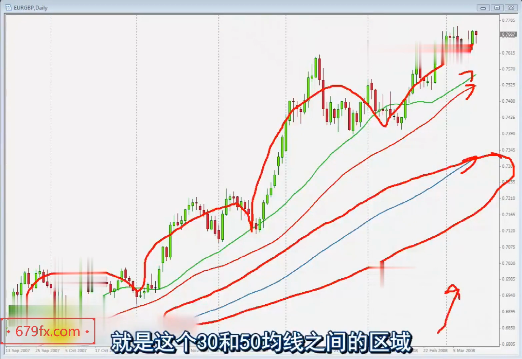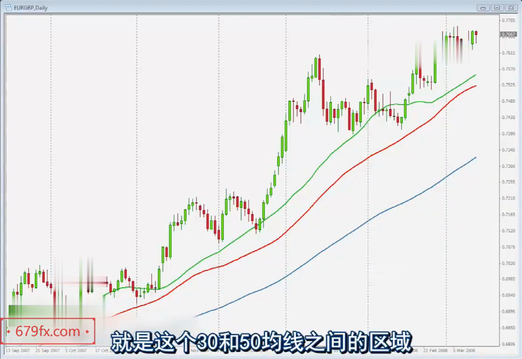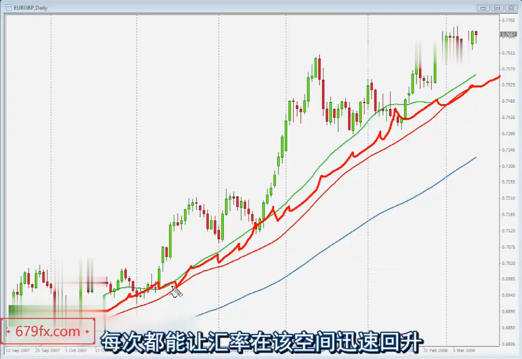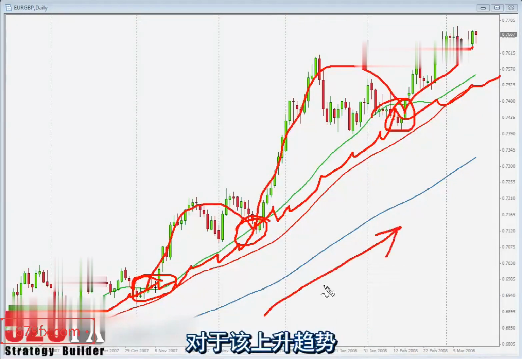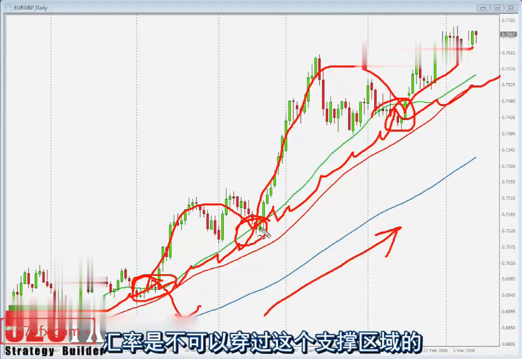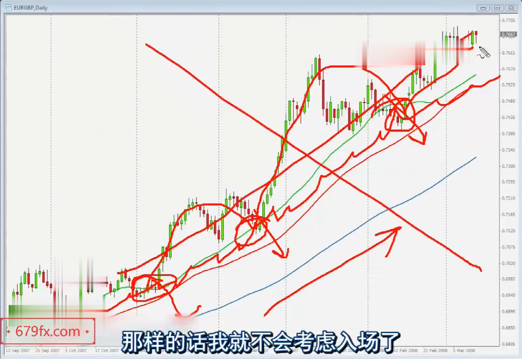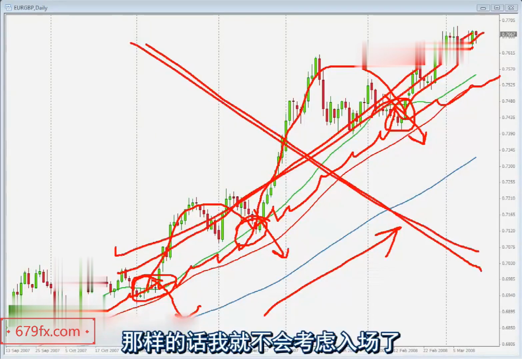So you see, this is the area between the 30 and the 50s. You can see it's holding indeed, working as a dynamic area of support. Every time the moving averages catch up with price, they muscle price to the upside. Price in this uptrend cannot breach below the dynamic area of support. If it did breach below, I would consider this trend weakening down, and therefore I would probably cancel any possible trading opportunity on this chart.